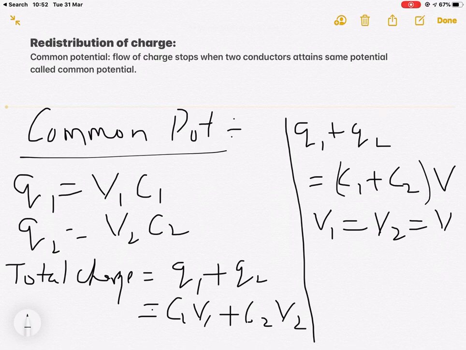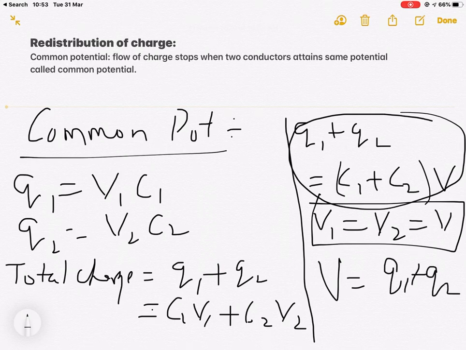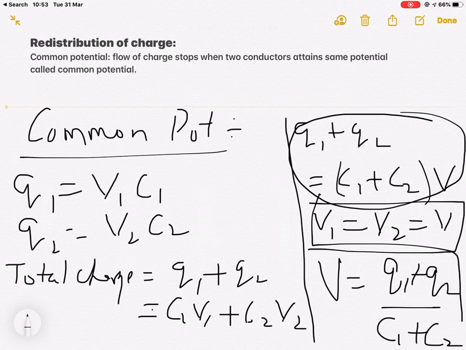So from here we can simply find the value of this common potential. So from this relation we can calculate the common potential is equal to Q1 plus Q2 over C1 plus C2. So this is a very important expression for common potential and this will be used in numericals further.